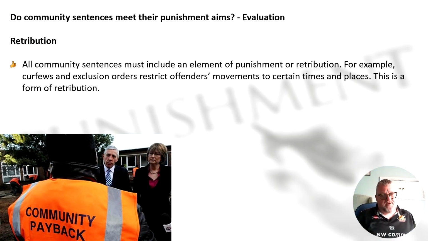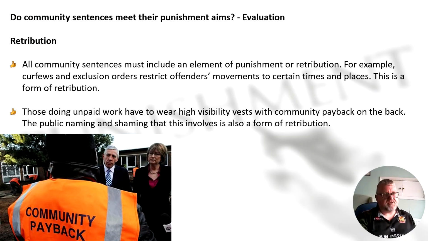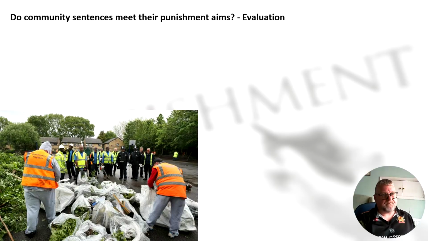Well, all community sentences have some element of retribution within them. For example, a curfew and an exclusion order restrict offenders' movements at certain times and places. That's definitely a form of retribution. Doing unpaid work, having to wear high-vis vests with community payback on the back, the public naming and shaming that this involves, well, that's definitely retribution, without a shadow of a doubt.